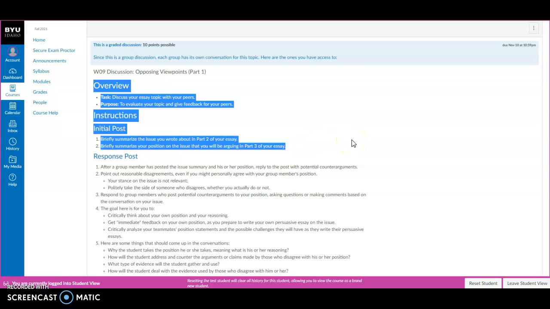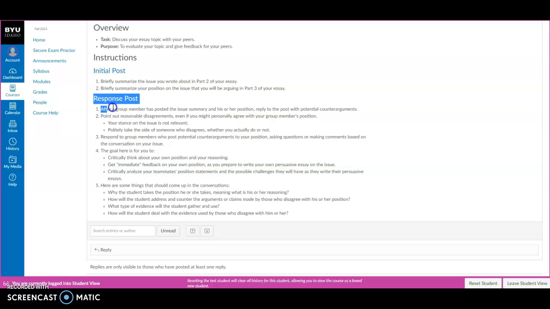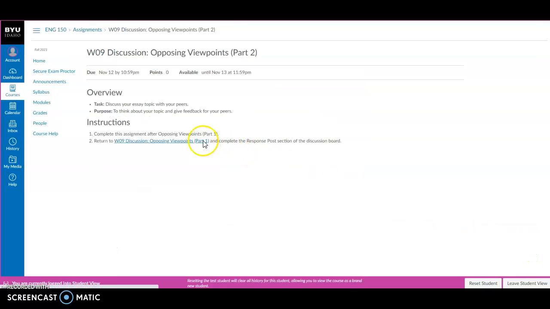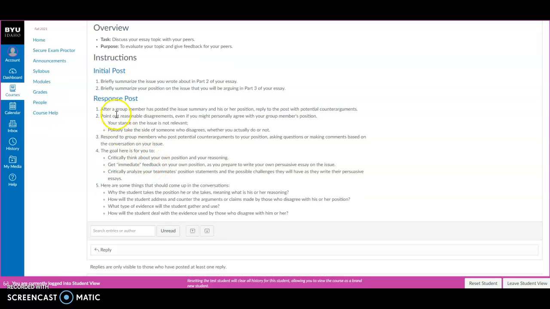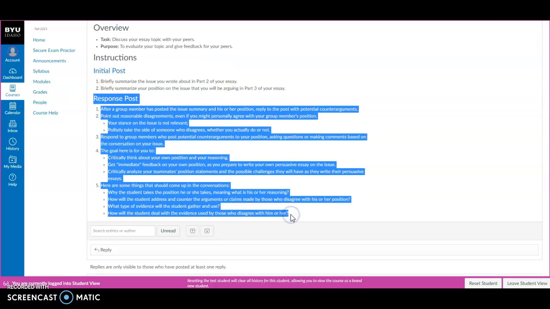So you're going to post this by Wednesday, and then people will be commenting, which is the second part, response to the post. So this is actually the second part. Again, this will be due by Friday, but when you click here, it takes you back to the part 1. So your response post, this is what you're going to respond to in regards to your peers.